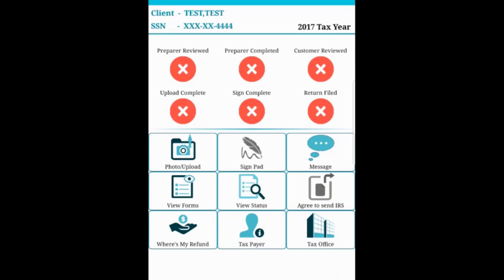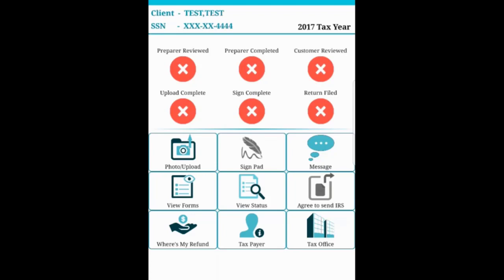So this is the dashboard. So inside this dashboard, they can see the status of their return. They can upload documents. They can sign documents if they have documents available for signature. They can send message. They can view forms. They can view the status. They can mark this box that they are ready and they agree that you can send this to the IRS. They can check where's my refund. They can view their contact information. They can view the tax office information. So we're going to kind of go through these one by one.